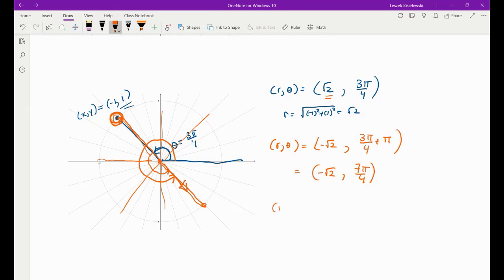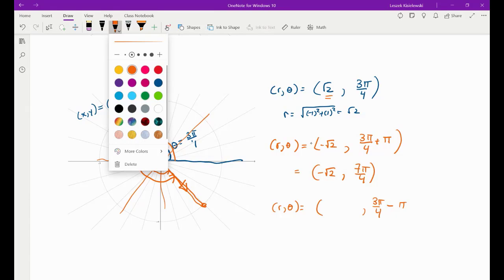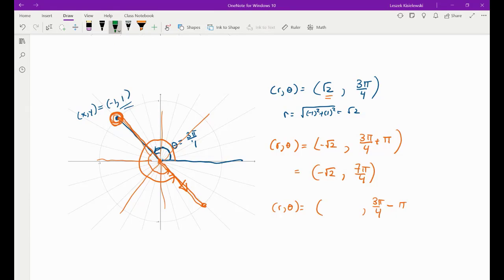Okay. And of course, there's infinitely many of these, so I could have as well started with the original theta, then subtract pi. Maybe I can use green. Yeah, okay. So start with theta, and then subtract pi. That's half a revolution clockwise. And you see it would end up at the same radial direction.